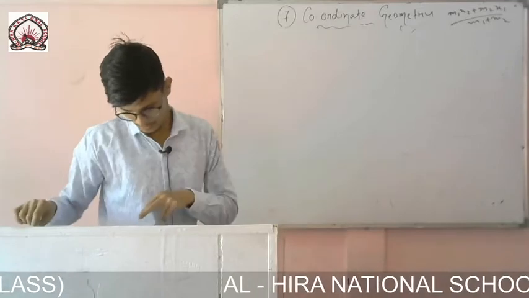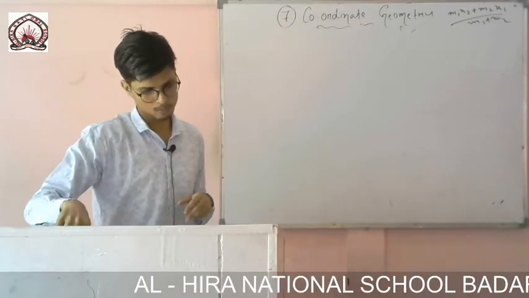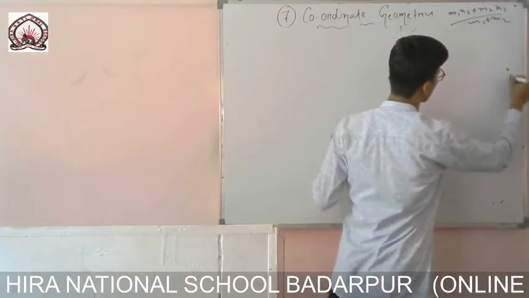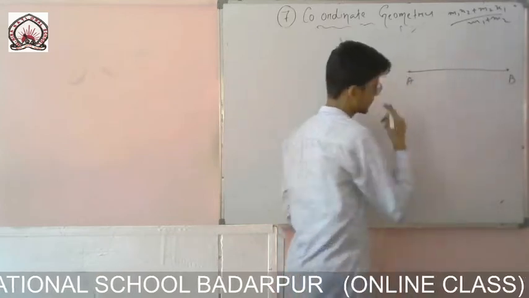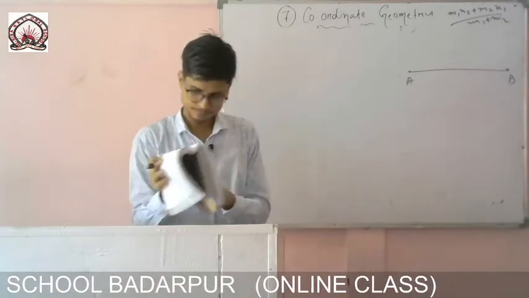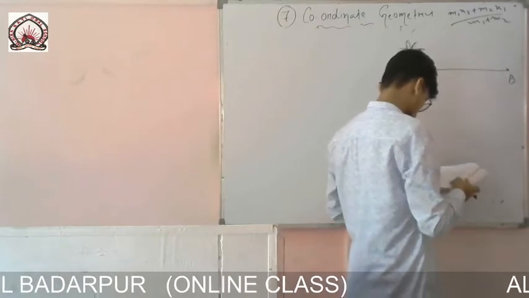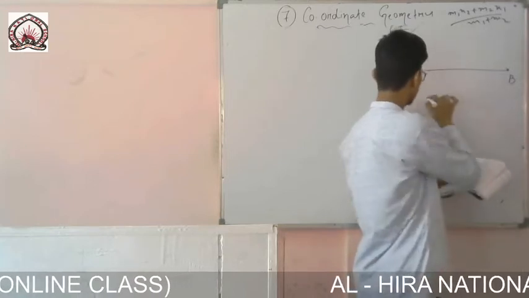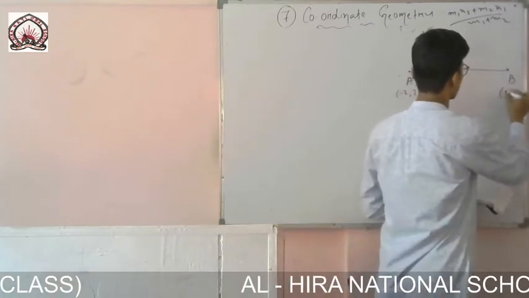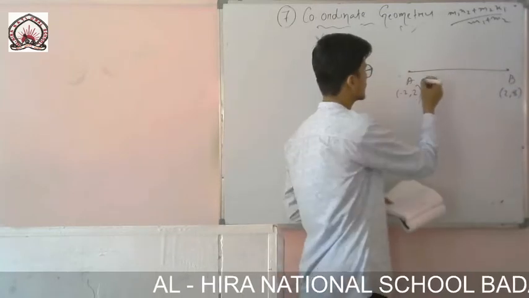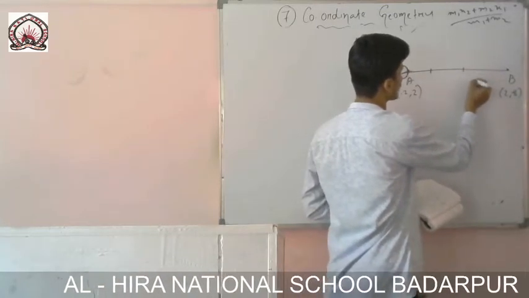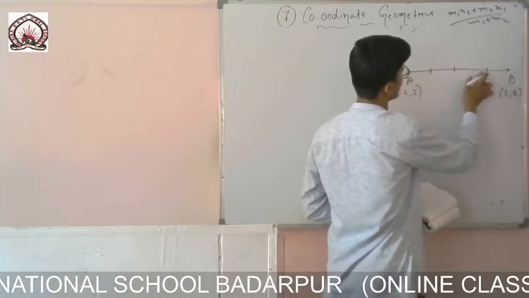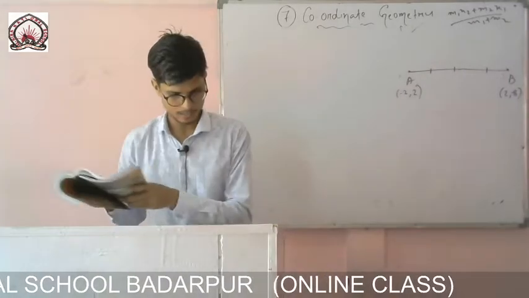Now here it is given, find the coordinates which divide the line segment into 4 equal parts. So the line segment is A and B. What are the coordinates given? For A it is given (-2, 2), and for B it is given (2, 8), and the line is divided into 4 equal parts: 1 part, 2 parts, 3, 4. So the line is divided into 4 parts.